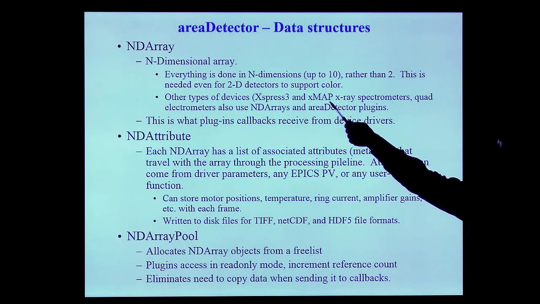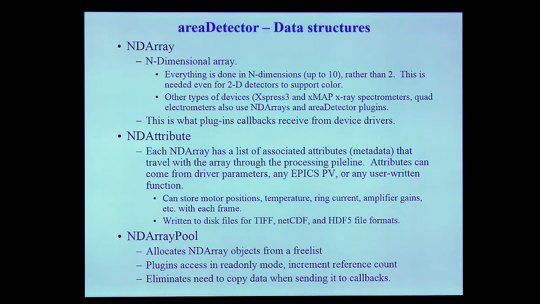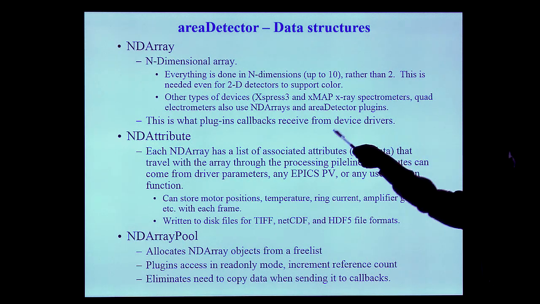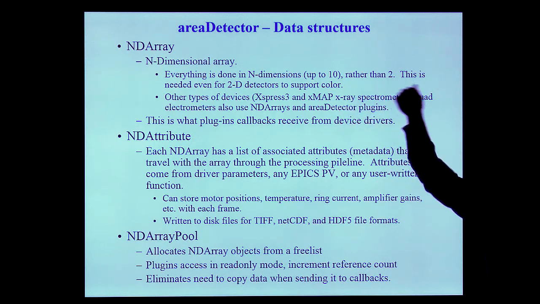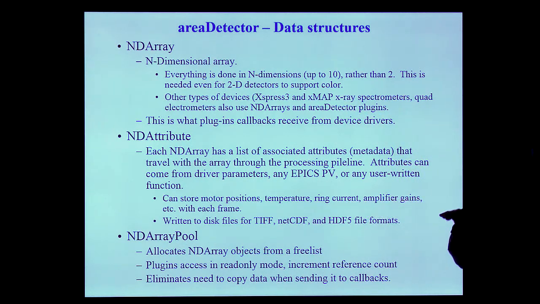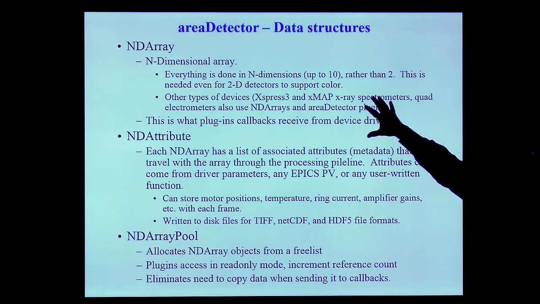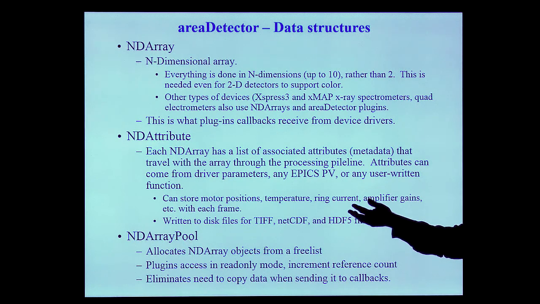using, or the XMAP, which is also a spectroscopy system, and the quad electrometers. There's Peter Siddons's quad electrometers, and some of you may be using the Kine ELS, Tetram, or AH501 series. All of those are using this ND array under the hood. And so that lets you use all the same plugins that you use for a 2-dimensional detector, we can use for these. So you can stream to HDF5 with one of the quad electrometers, for example, using the same software.